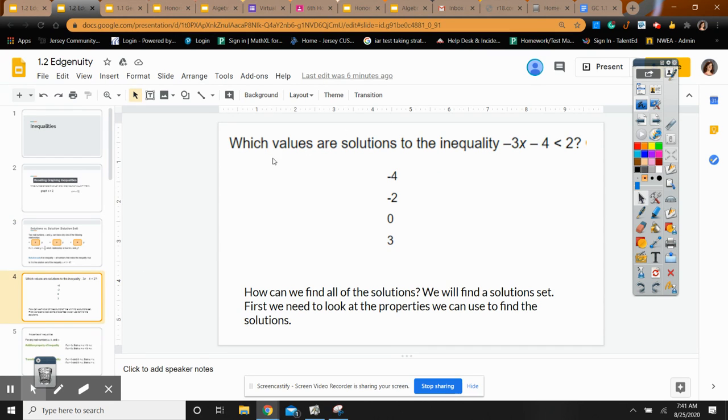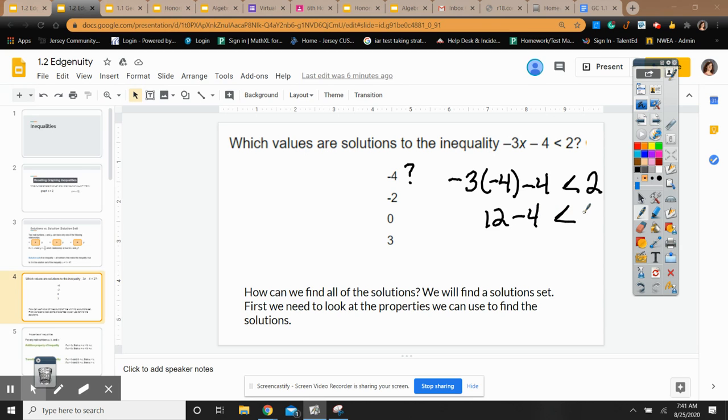Okay, which values are solutions to this inequality? Which ones would be in the shaded graph when we're done? Would negative 4 be there? So let's see if it makes it true. Is negative 3 times negative 4 minus 4 a value that is less than 2? Be careful with signs. This would be 12 minus 4 is less than 2. Is 8 less than 2? No. So that would not be in the shaded region.